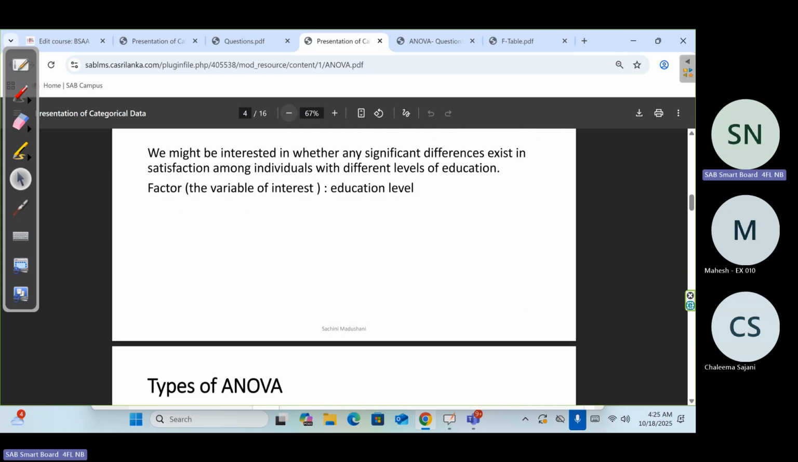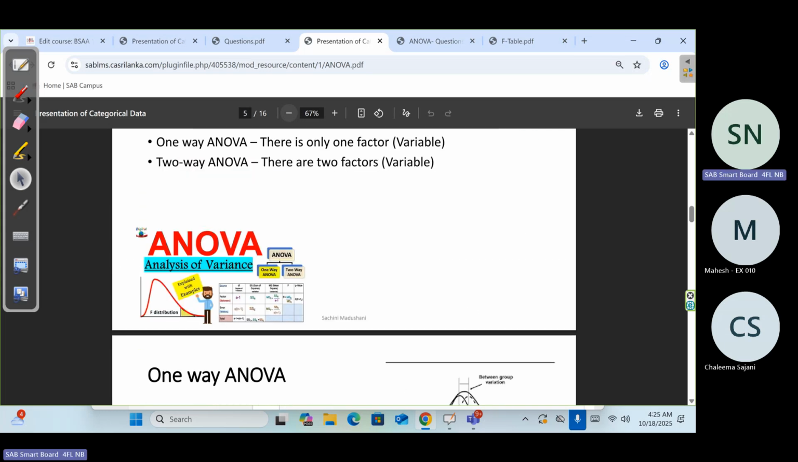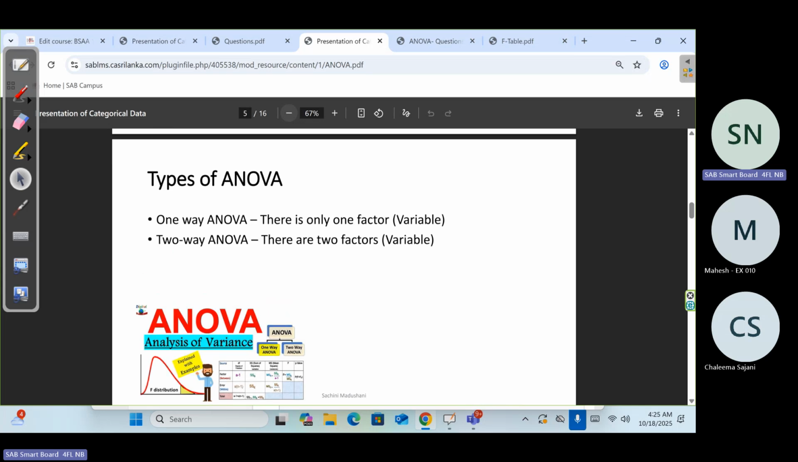Here, there are 2 types of ANOVA, one-way ANOVA and two-way ANOVA. In your syllabus, you have to study only the one-way ANOVA. It means we take only one variable, we use one-way ANOVA. If we have more than one variable, it means 2 variables or 2 factors, we call it two-way ANOVA. If we consider only one variable, it is one-way ANOVA; if there are two variables, it's a two-way ANOVA. Okay?